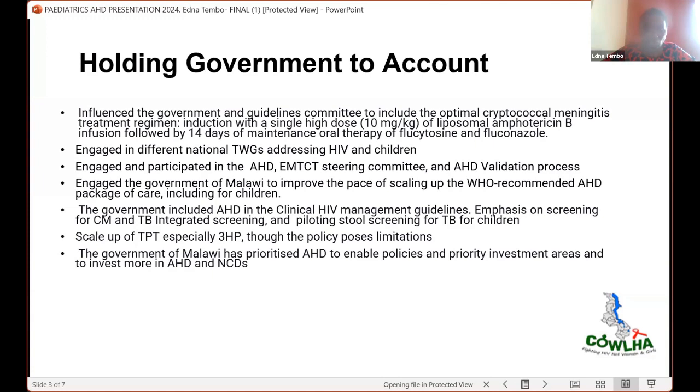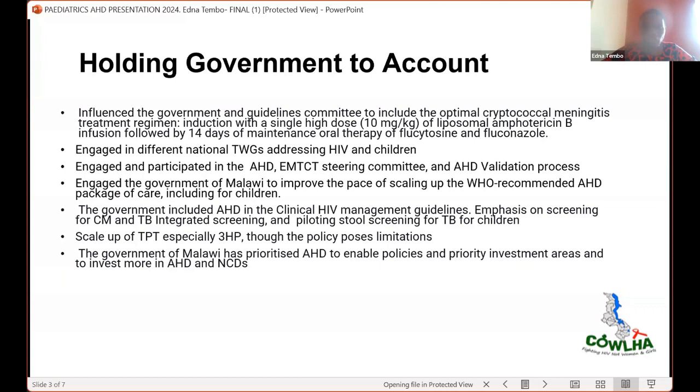And the government also to include AHD in the clinical HIV management guidelines, which they have done, and also emphasizing on the screening of cryptococcal and TB as integration screening. And also there is a pilot on stool screening for TB in children in 3 districts, because diagnosing TB in children has been a challenge. So there's this pilot, which they are planning to scale up if all goes well. And it has started in only 3 districts at the moment.